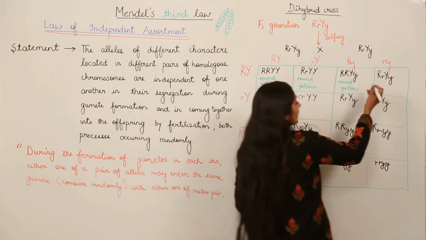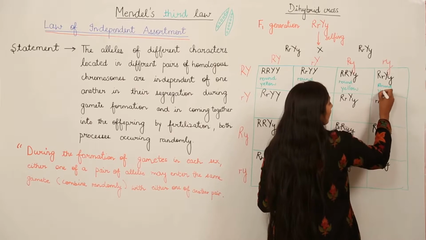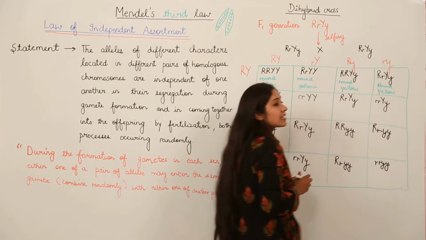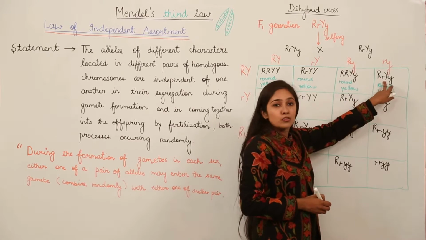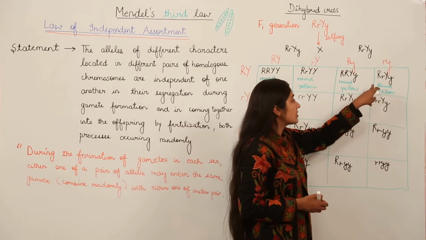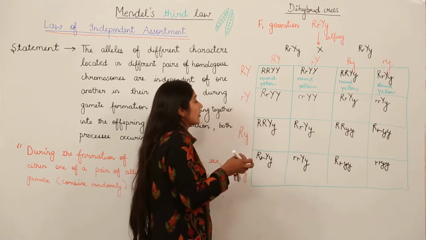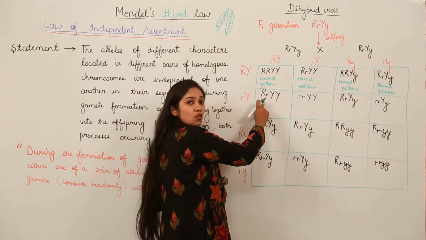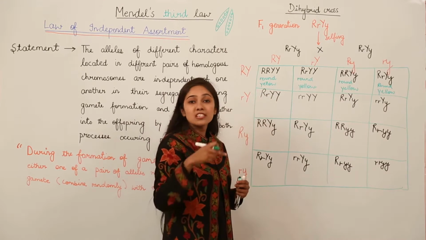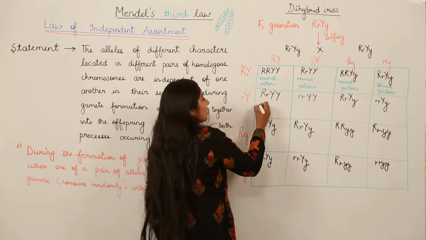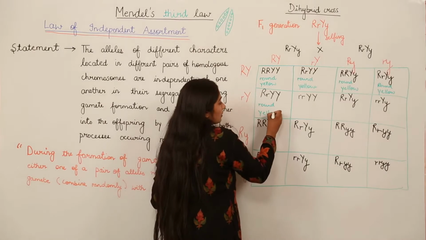Next, move on to the next square. Again we have round seeds and yellow cotyledons, because the dominant characteristic trait is present. We have a capital R also, we have a capital Y also. So the plant will be having round seeds and yellow cotyledons. Next we move on to this square. What are we going to see over here? See, we have a capital R also, we have a capital Y. So again, dominant is going to express. You will see the dominant characteristic trait, that is round seeds and yellow cotyledons.